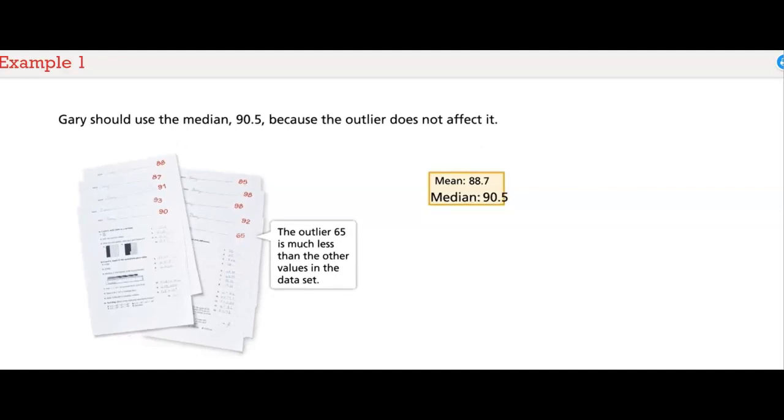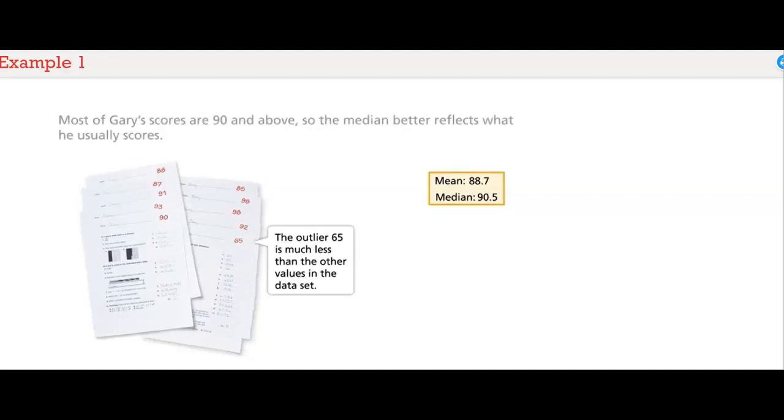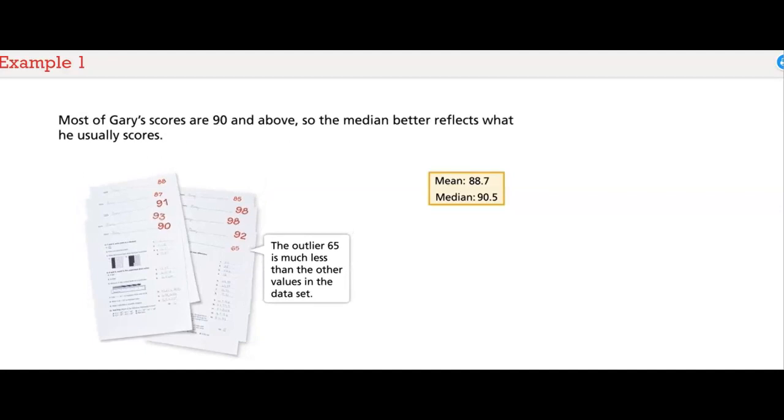Gary should use the median, 90.5, because the outlier does not affect it. The mean and the median are close in value. How else could you argue for the median as the best measure of center? Most of Gary's scores are 90 and above, so the median better reflects what he usually scores.